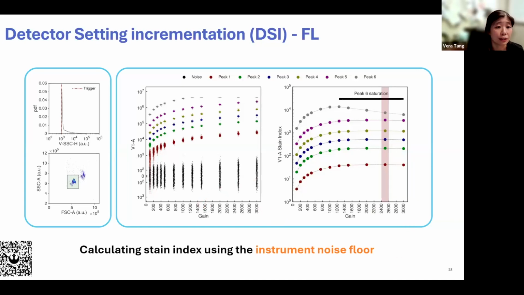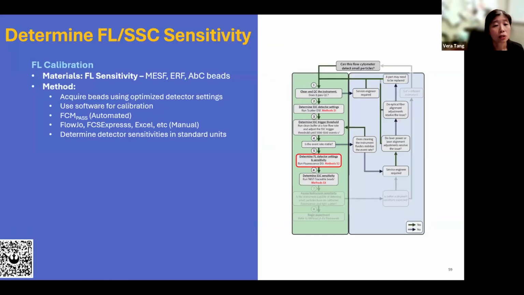However, we're looking for different things. So in this case, we're looking for the lowest instrument noise as opposed to separation of the bead peaks, because for small particle flow, we are looking at noise. We want to go as low as the instrument can go. So next, we're talking about fluorescence calibration. Once you have all of the detector settings that you're happy with, FCM Pass will be the software. There's a modality in there which allows you to put all that titration data in, and it will automatically do the analysis for you and spit out your optimal settings. So once you do that, you will be able to then run all your calibration materials.